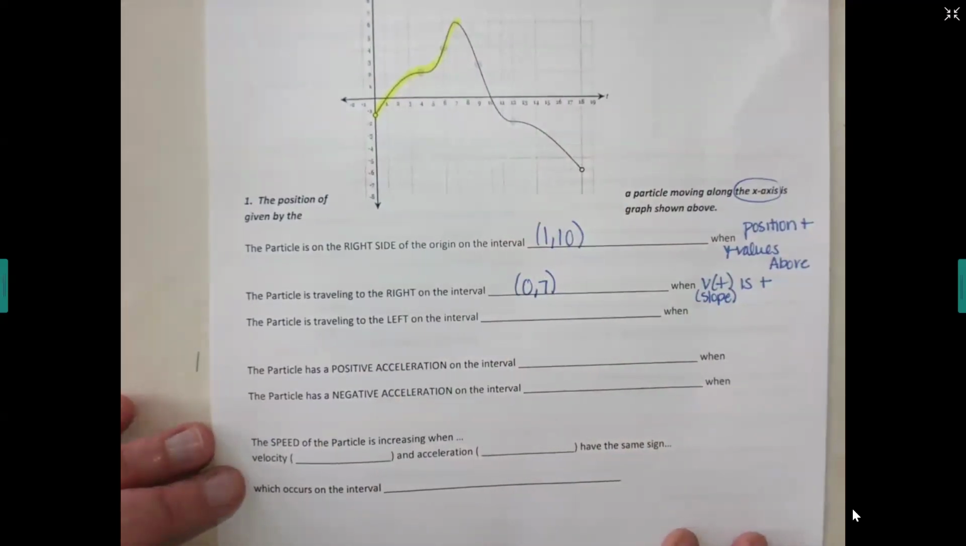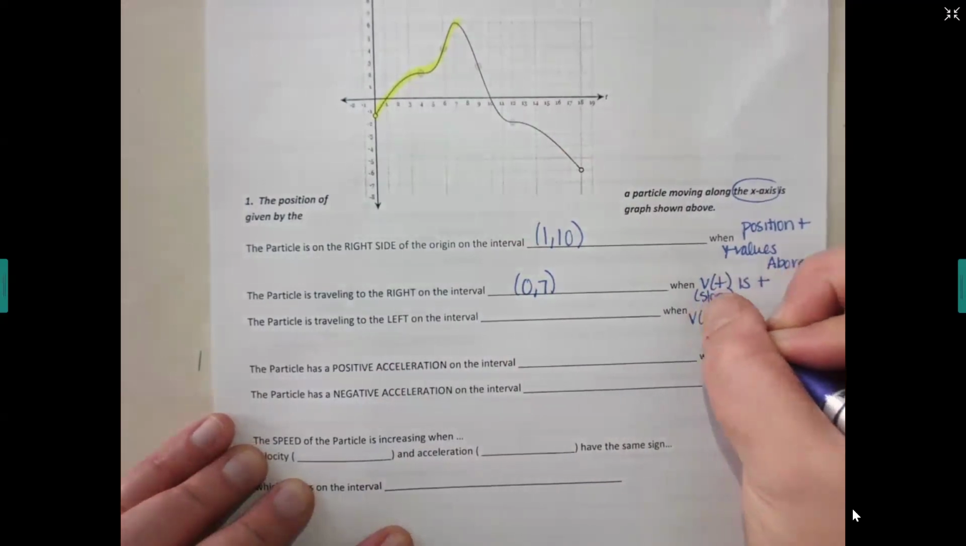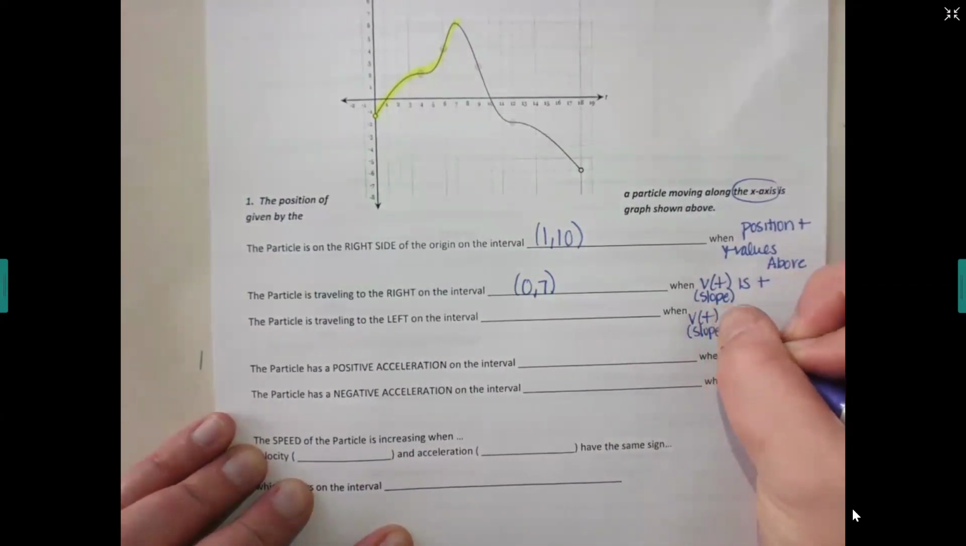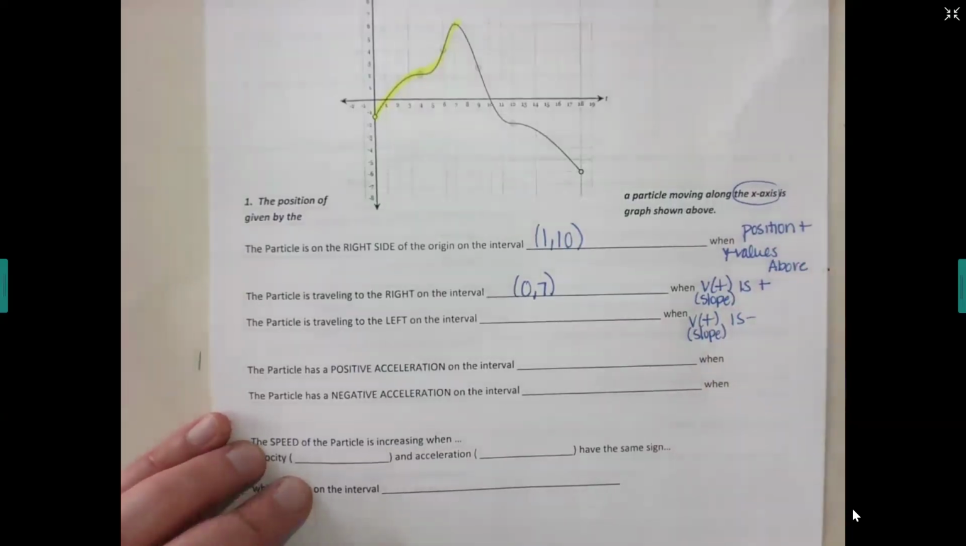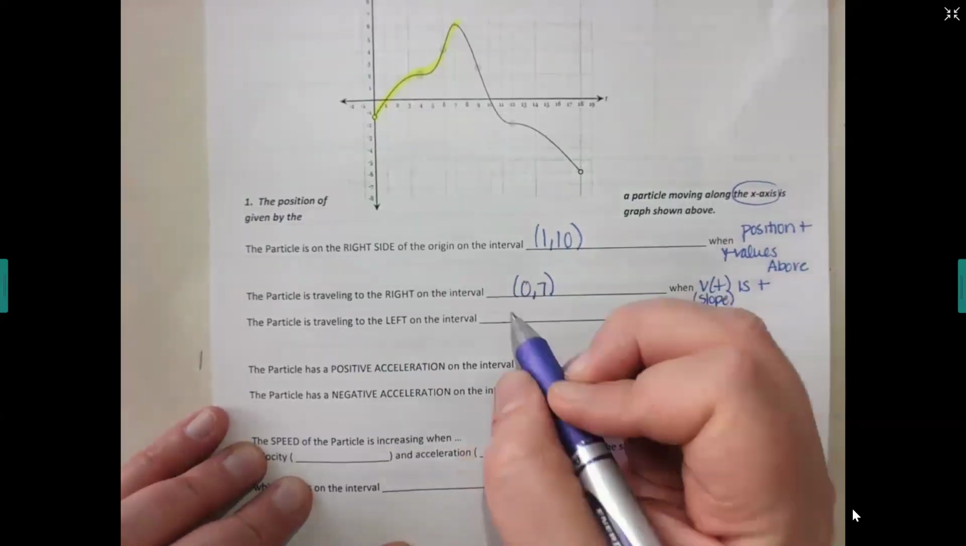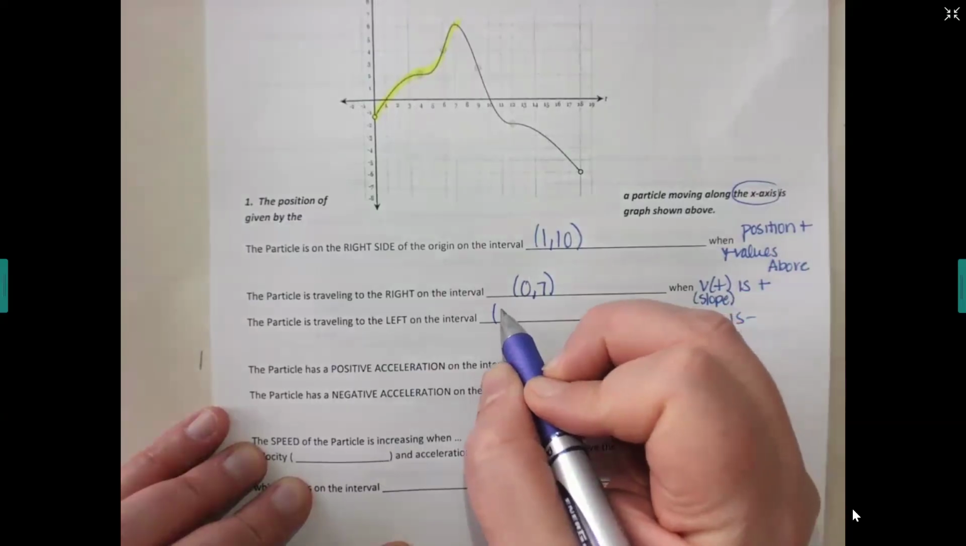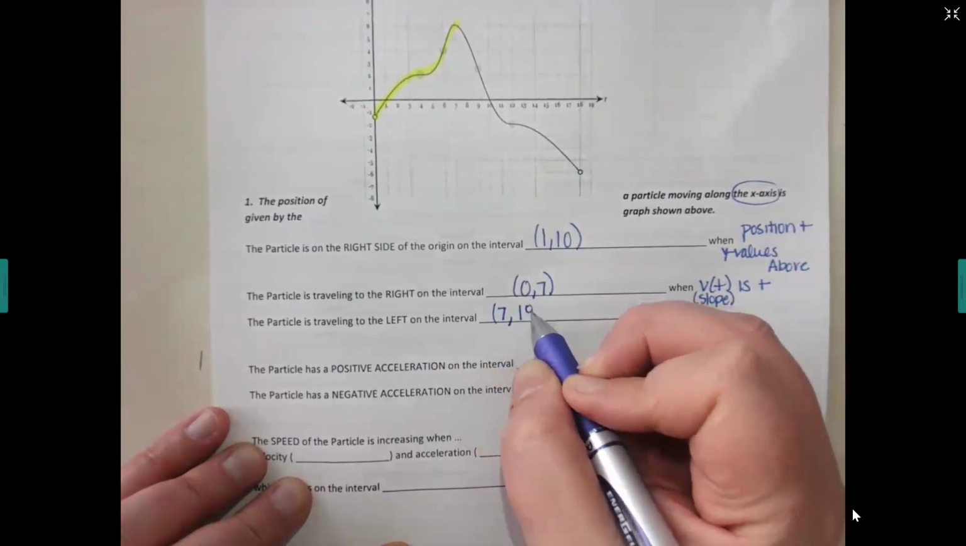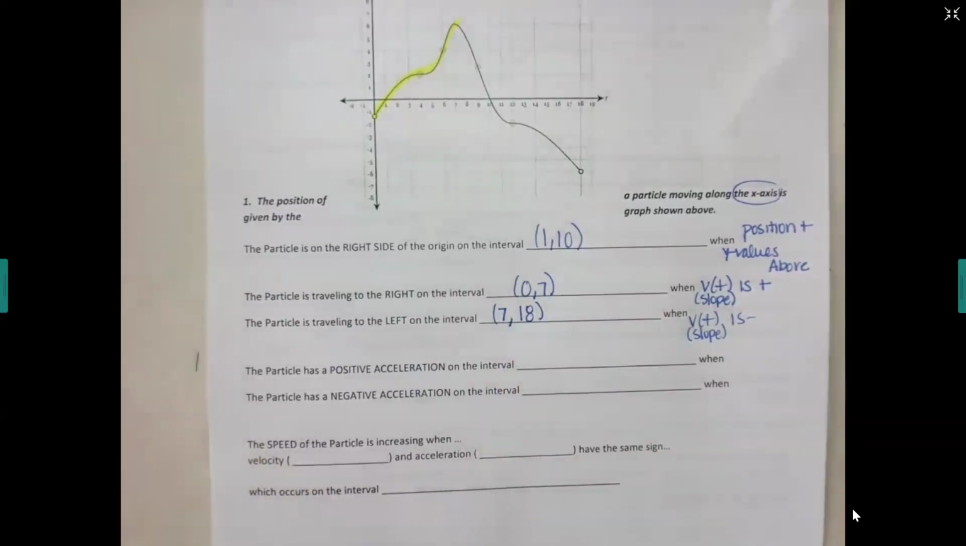Okay. Now, my particle will be traveling to the left anywhere that my velocity is negative. And remember that velocity in this case is the slope of this graph. So when is my slope negative? Starting when? 7, and then all the way to the end of the graph would be 18.